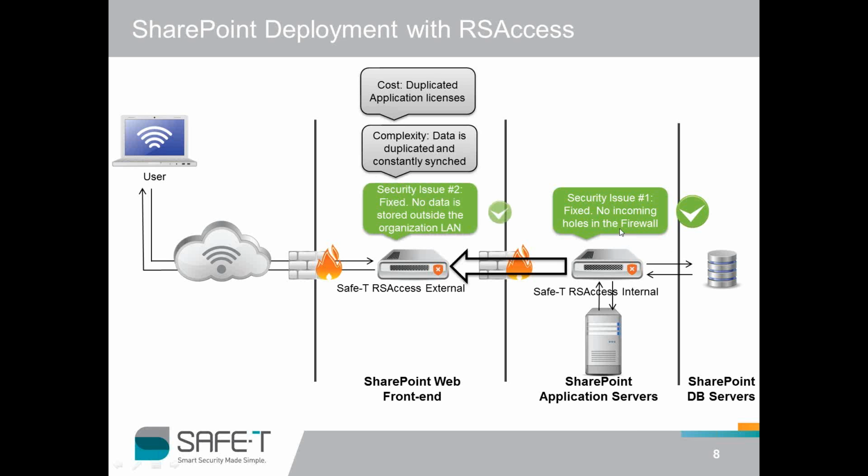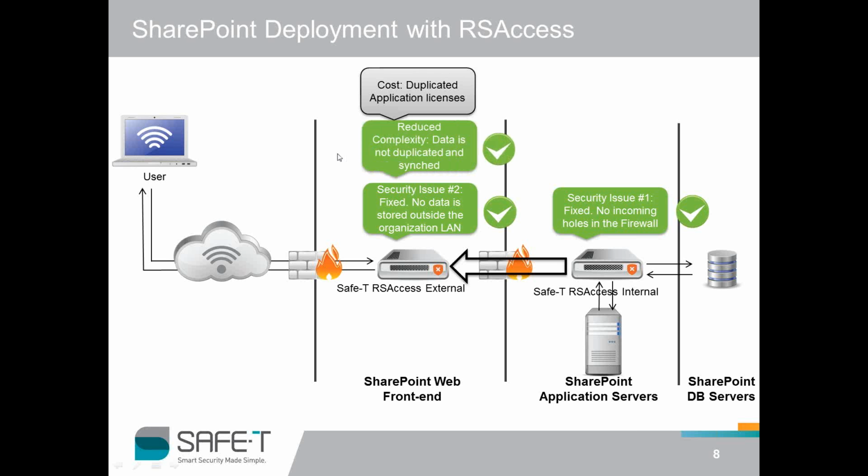The second security issue was about the sensitive data that is stored outside the organization LAN. When we deploy with RSAccess, we can eliminate the web front-end server from the DMZ. We can eliminate the databases from the DMZ, and we can also eliminate the Active Directory or any other application servers from the DMZ. Basically, all the sensitive information can now be stored in the internal network. So we also fixed this security issue.